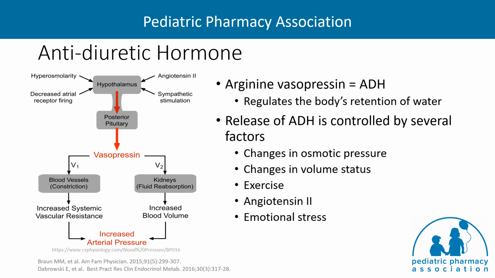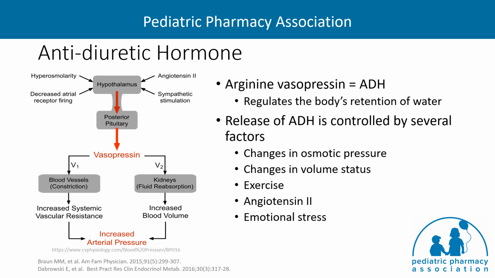The release of ADH is controlled by several factors, including changes in osmotic pressure, changes in volume status, exercise, angiotensin II, and emotional stress. Hypovolemia results in a decrease in atrial pressure. Baroreceptors decrease their firing rate when there is a fall in atrial pressure. This triggers the posterior pituitary to release ADH with a goal to increase atrial pressure and blood volume through increased water reabsorption and decreased urine formation.